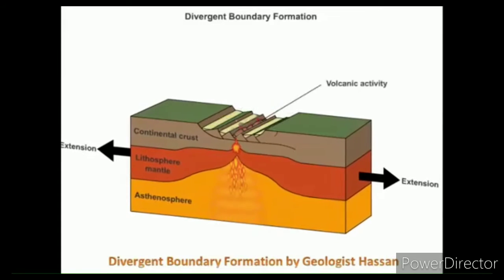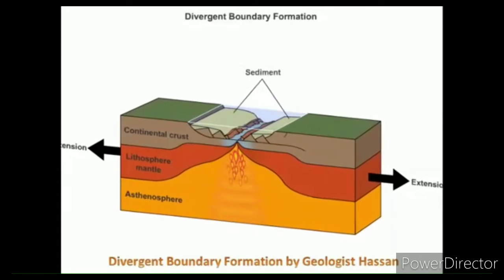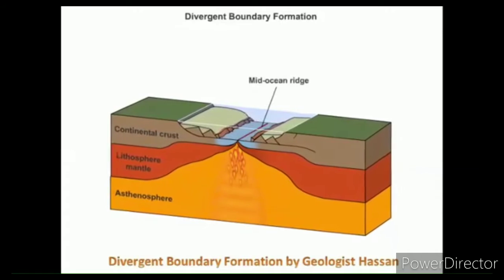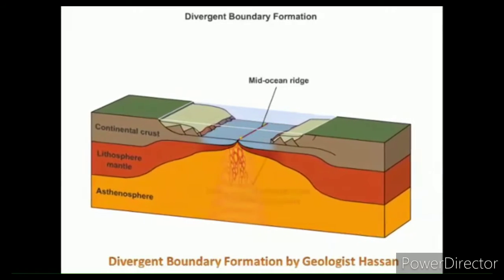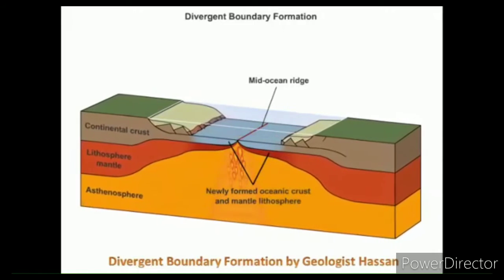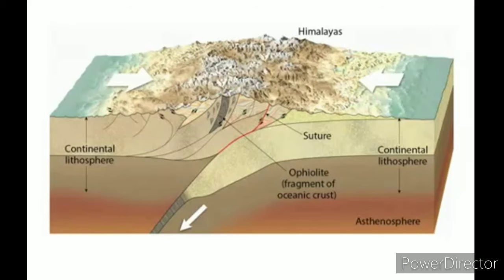The first type of plate boundaries is divergent. These plate boundaries are observed to be moving apart as a result of upwelling of new materials from the mantle that creates new seafloor and makes ocean ridges.